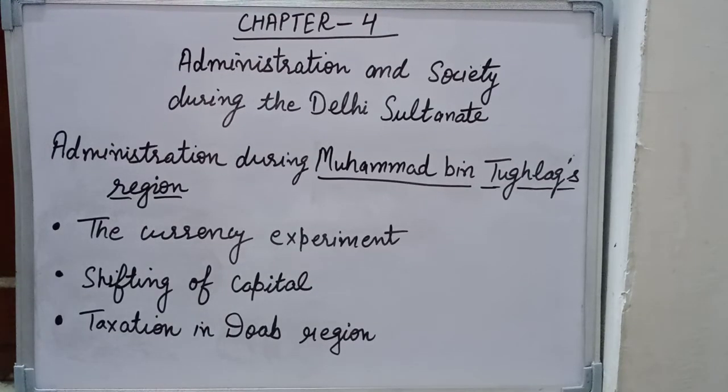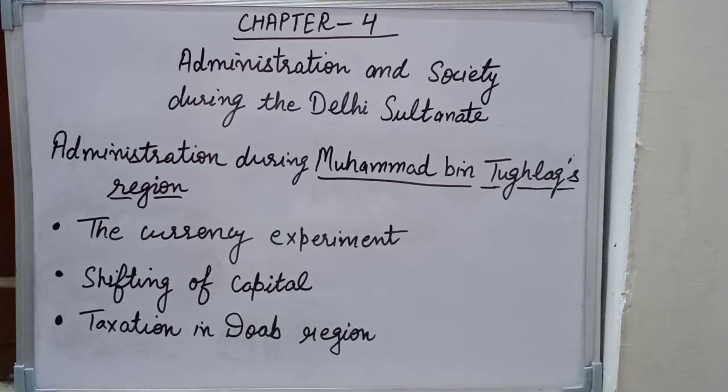Next is administration during Muhammad bin Tughlaq's reign. First one is the currency experiment. Muhammad bin Tughlaq was a very good administrator and he wanted to bring some changes in his administration. So he introduced a new gold coin called dinar. This was done from the treasury which he had collected from Devagiri.